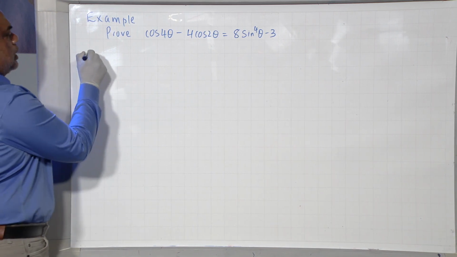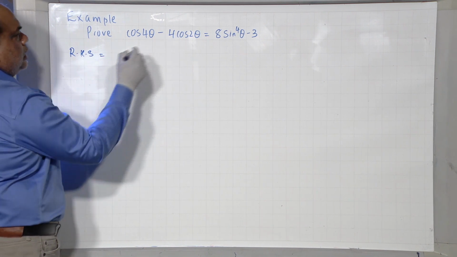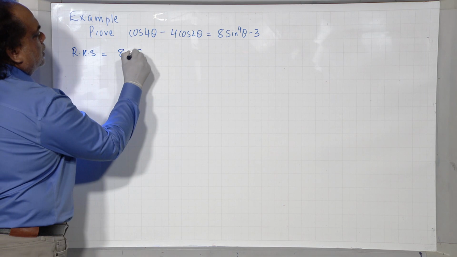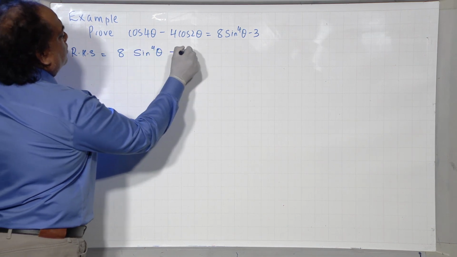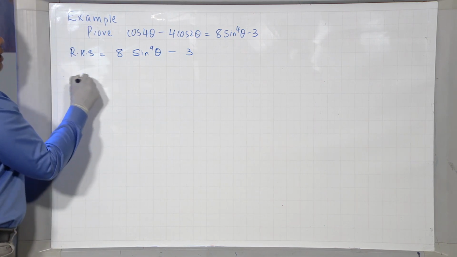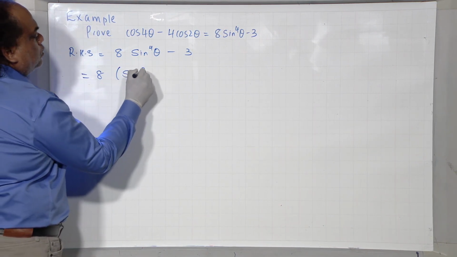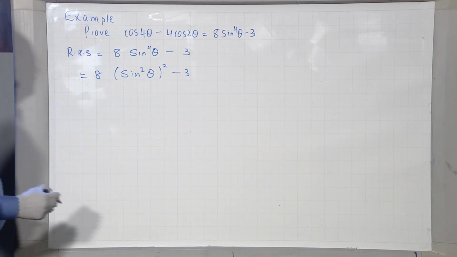So we start with the right hand side because we know sine theta. 8 sine power 4 theta minus 3. Now, sine power 4 is sine squared theta to the squared, minus 3.